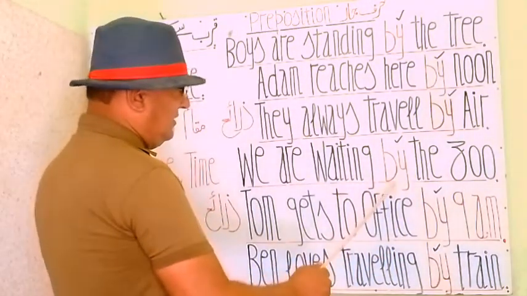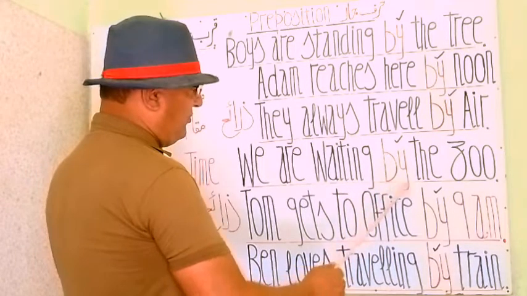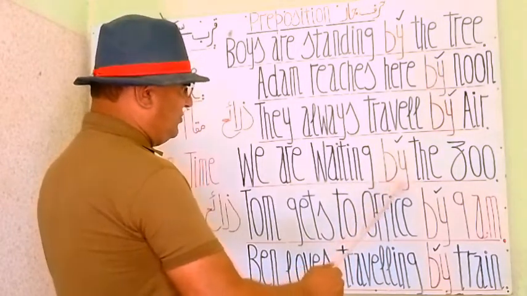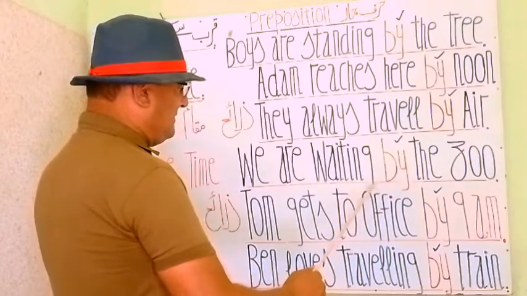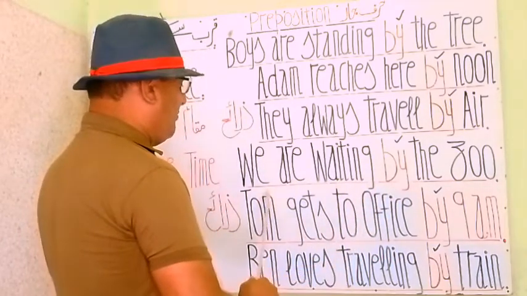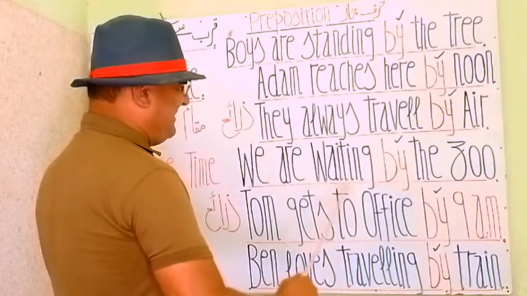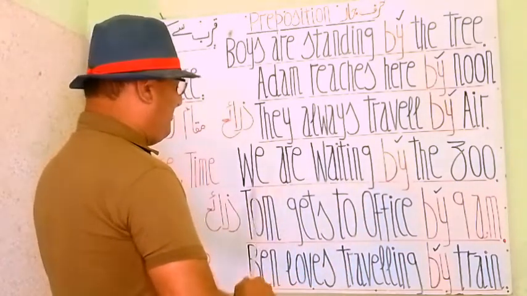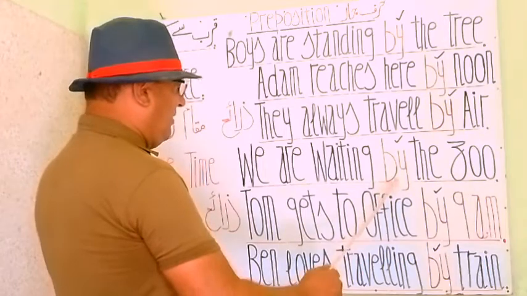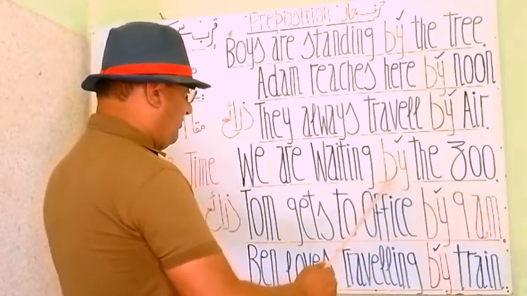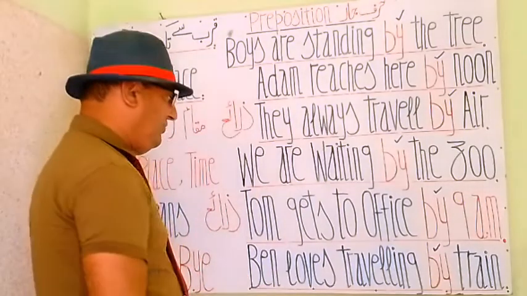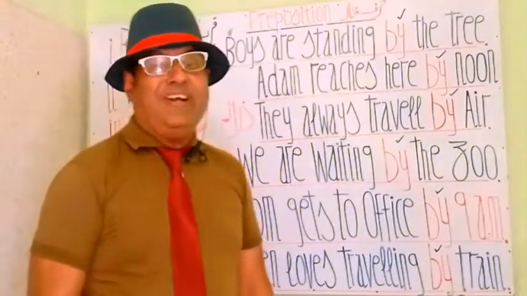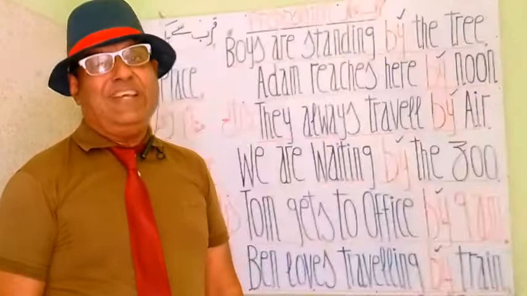Again here you see that by is used as a preposition of place. By is used in this sentence as a preposition of place, because it shows the relation between the zoo and the pronoun we. So this is a beautiful construction. We are waiting by the zoo.